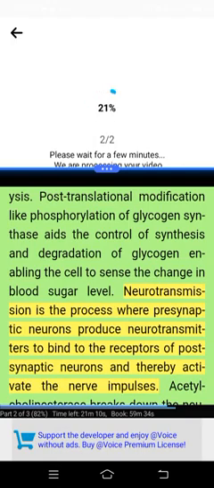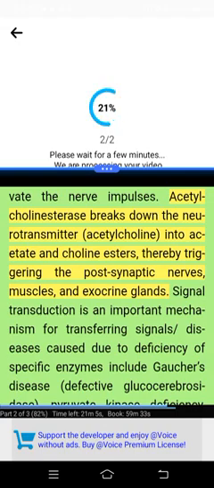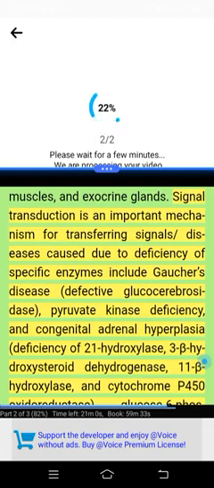Neurotransmission is a process where presynaptic neurons produce neurotransmitters to bind to the receptors of postsynaptic neurons and thereby activate the nerve impulses. Acetylcholinesterase breaks down the neurotransmitter acetylcholine into acetate and choline esters, thereby triggering the postsynaptic nerves, muscles, and exocrine glands. Signal transduction is an important mechanism for transferring signals.